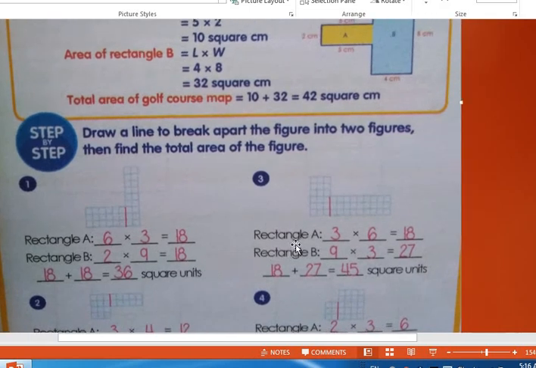And here in example 3, rectangle A and rectangle B, draw a line to make them apart. Two rectangles here in the same shape. So rectangle A, the same idea. I will count here 1, 2, 3, and here 1, 2, 3, 4, 5, 6. So 3 times 6 will give me 18. And this is the second rectangle, rectangle B. Count the length: 1, 2, 3, 4, 5, 6, 7, 8 and 9. So this will be 9, and the width will be 1, 2, 3, so 3. 9 times 3 is 27. The total area of the two rectangles will give me the area of the whole composite shape.